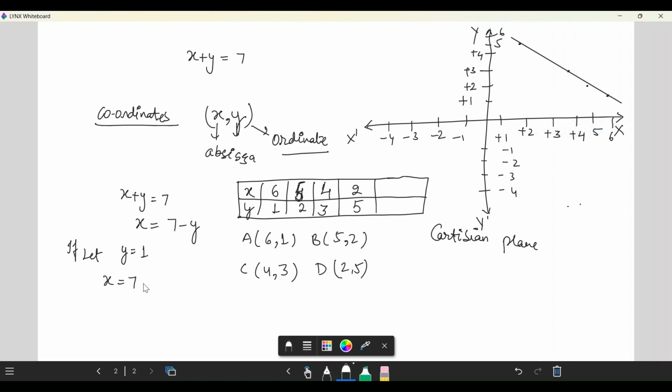x is equal to 7 minus 1, so the x value is 6, so I put 6 here. Let y be equal to 2. Then I put y equal to 2 in x equal to 7 minus 2, that is 5, so I put the x. Understand? So what I got from this equation is that when the power of the equation is 1, then its graphical representation is a straight line.